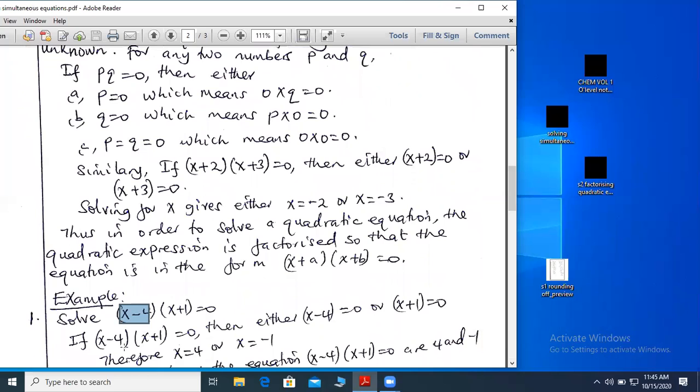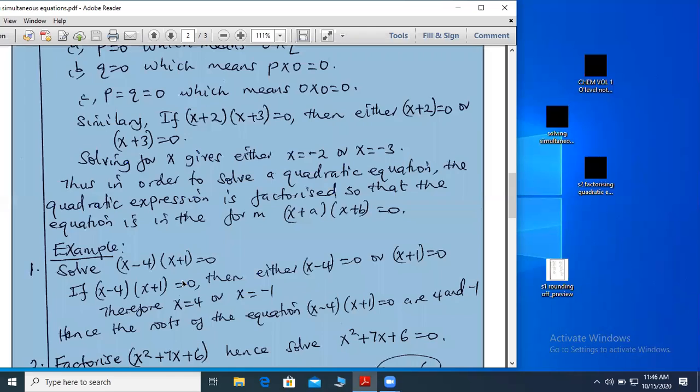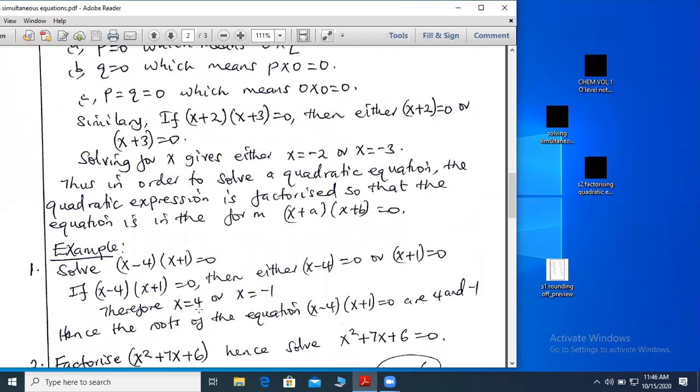So to solve for this, if x minus 4 into x plus 1 is equal to 0, then x minus 4 is equal to 0, or x plus 1 is equal to 0. Therefore, x is equal to 4, or x is equal to negative 1. These are the answers, or the solutions, or the roots to this quadratic equation, which has been factorized.